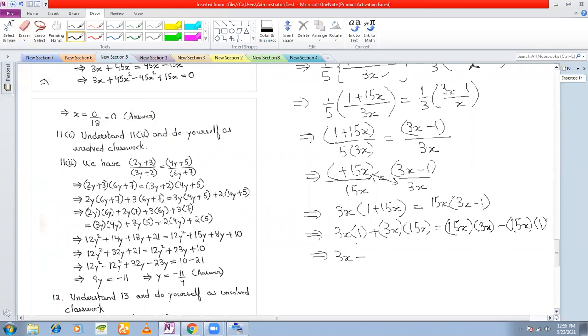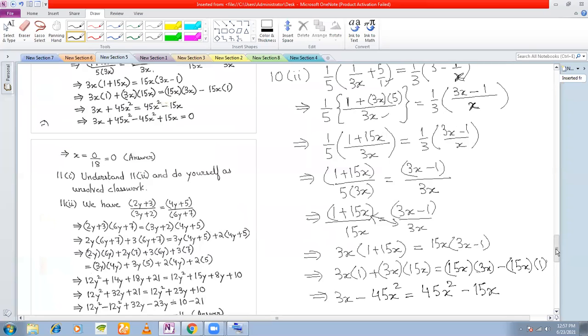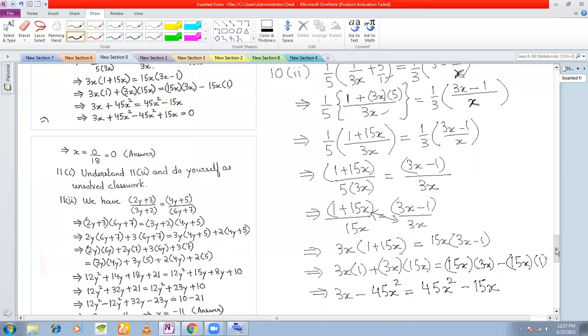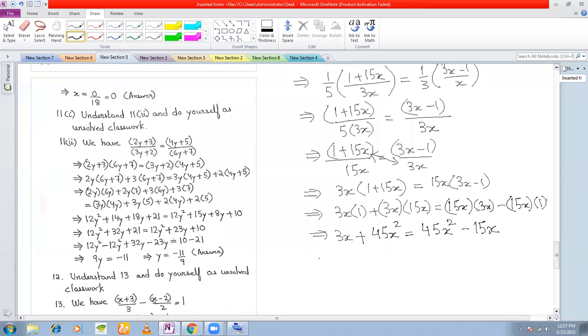So you'll have 3x into 1 as 3x minus 3x into 15x will give you 45x square is equal to 15 into 3x will again give you a 45x square. Okay, and this is minus 15x. Okay, and so this sign is plus here. This sign was plus, so this sign is also plus.